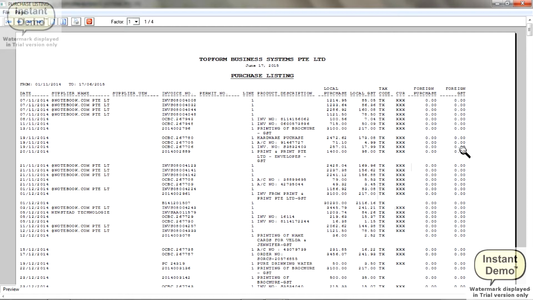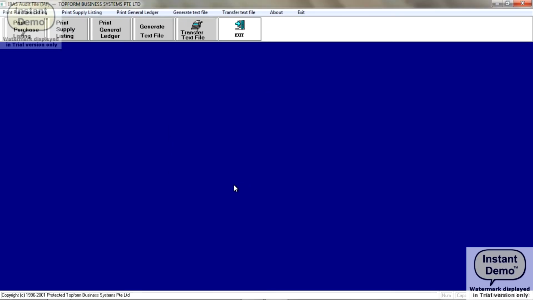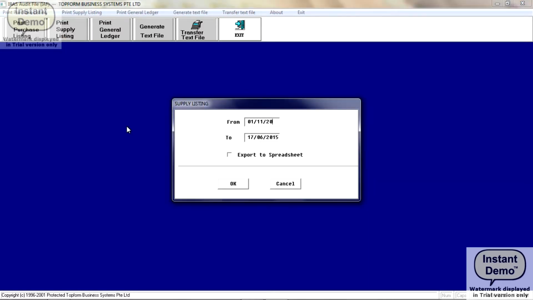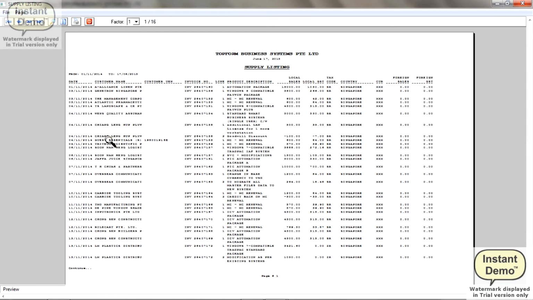Not only that, the IRAS audit file is not just about the purchase listing, but also about the supplies listing as well. Supplies mean what you supply to other people. In other words, your sales invoices. Can you imagine putting in similar information for all your sales transactions? Your sales transactions will definitely be even more voluminous than your purchase transactions.